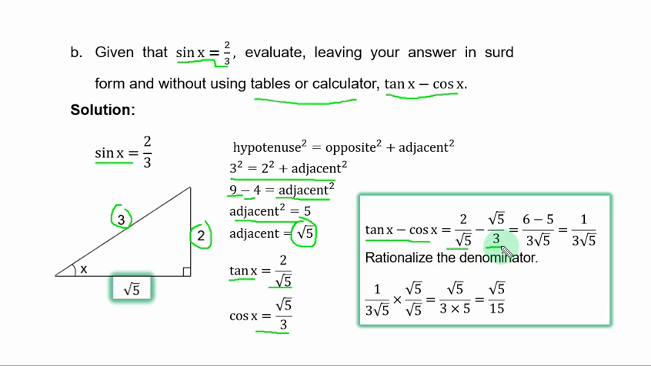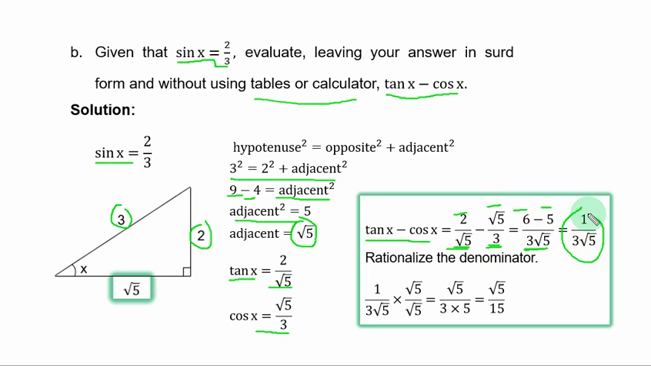You have fraction subtraction. You find the LCM of root 5 and 3. That is 3 root 5. If you divide 3 root 5 by root 5, you have 3. 3 times 2 is 6. You divide 3 root 5 by 3, you have root 5. Multiplied by root 5, you have 5. When you subtract, you have 1 over 3 root 5.